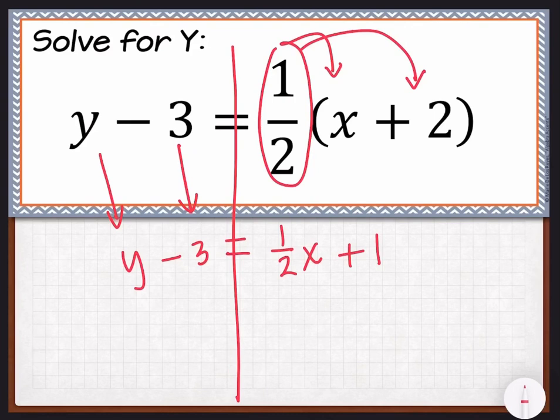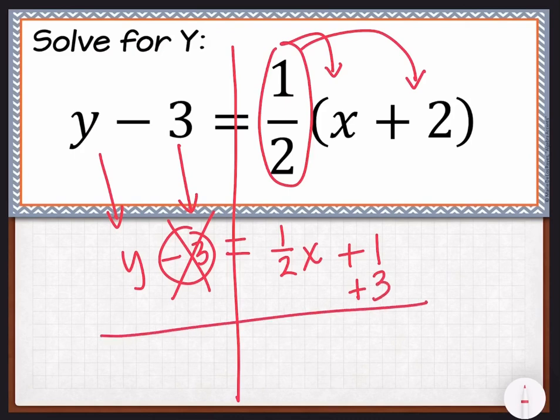And then now I'm going to cancel the constant. So I'm going to cancel it by adding 3 to the right side. And technically you're adding 3 to both sides, and that's how it cancels. So we cross the line, change the sign, we add 3. So now we have y equals 1/2 x plus 4.